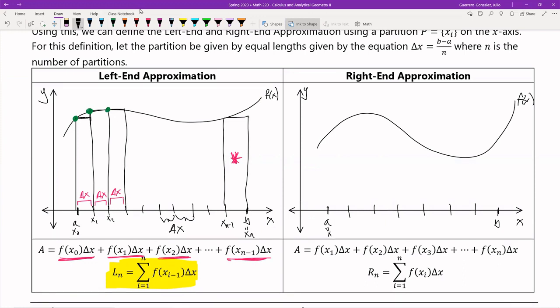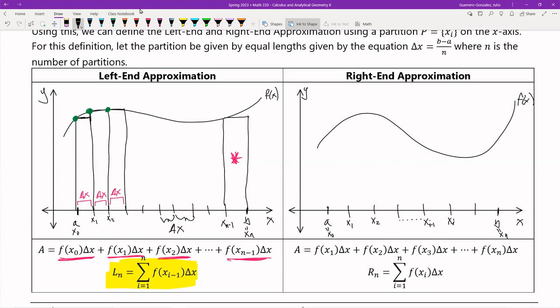This is still going to be our x of 0. This is still going to be our x of n, right? The first one over is going to be x1, x2, dot, dot, dot, x of i minus 1, xi, right? So like I said before, left end approximation, we're using the left end of our subintervals. Right end approximation means we need the right end of our subintervals.